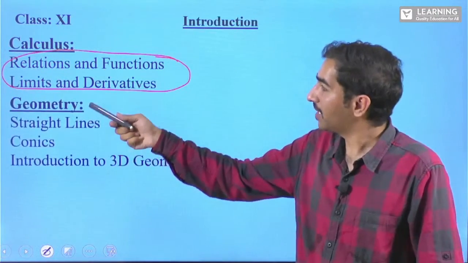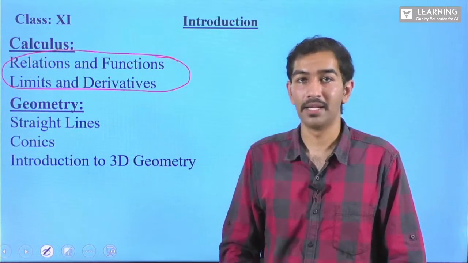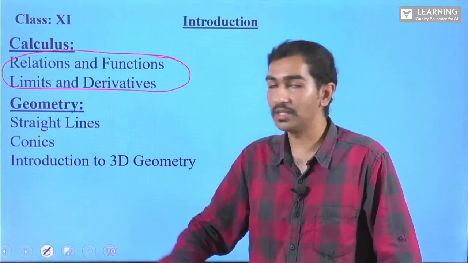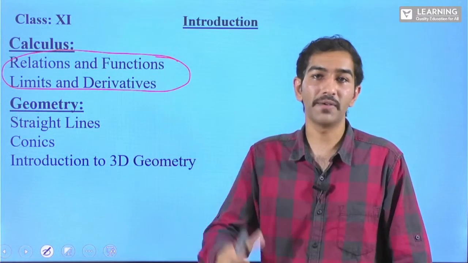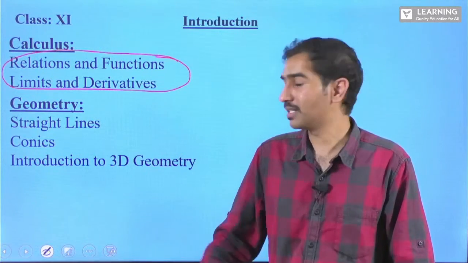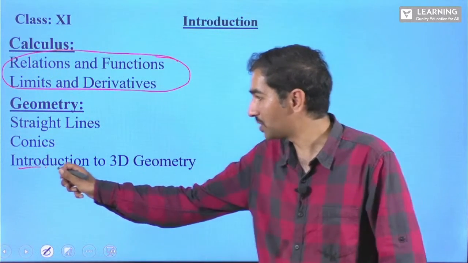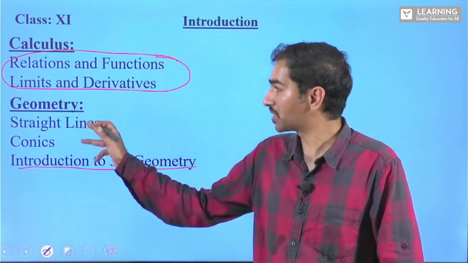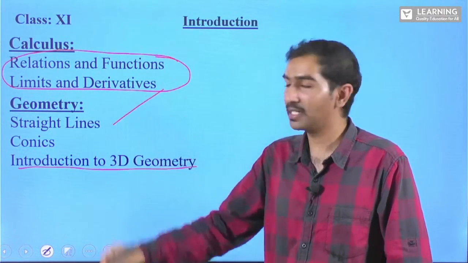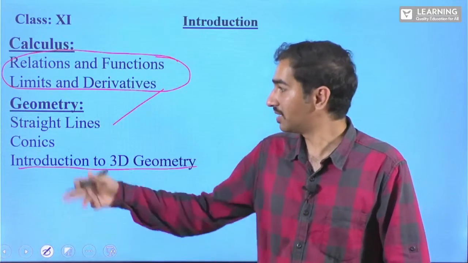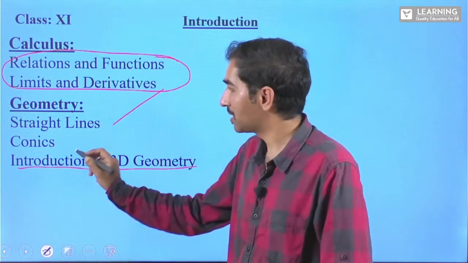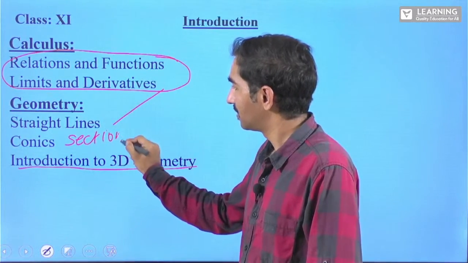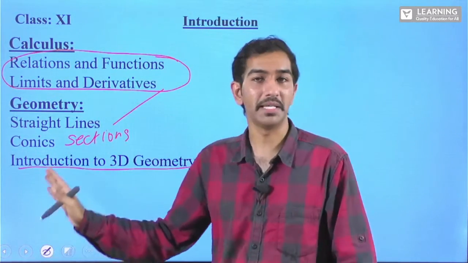Next, we have geometry. Under geometry, we have straight lines, conics and introduction to 3D geometry. In your 10th, you have studied two-dimensional geometry, right? In your 11th, we will be introducing three-dimensional geometry. Before that, we have straight lines. So what are straight lines? These are straight lines, correct? And another thing is conics. This is also called conic sections. So geometrical topics, we'll be seeing them.